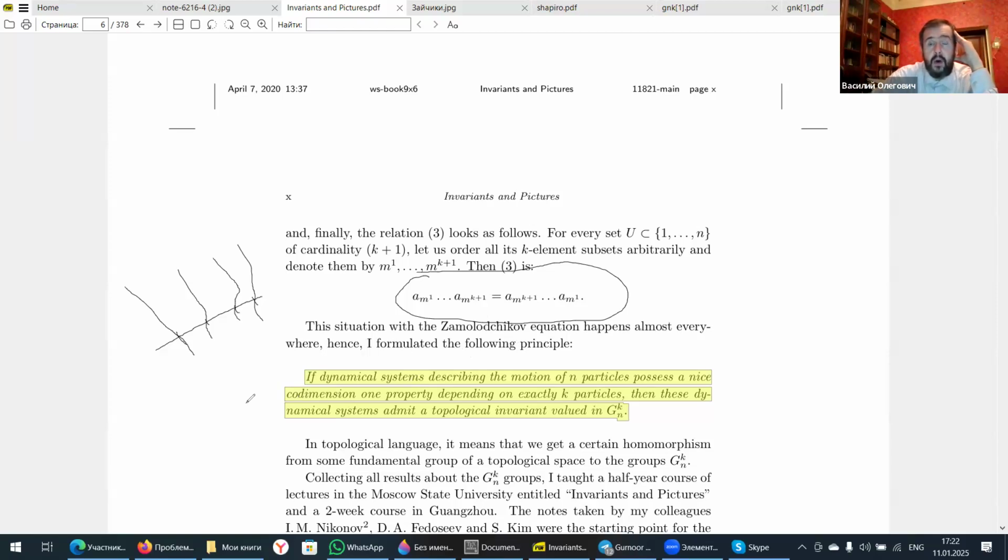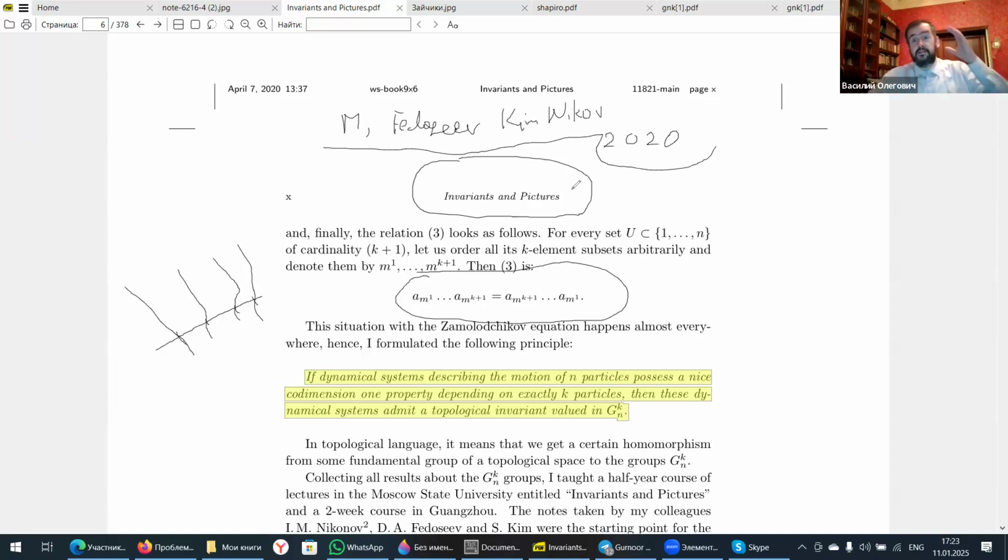Okay, and now I'm going to tackle the question about, well, by the way, the text you see here is our book, Invariants and Pictures. It was published by World Scientific in the year 2020. The authors are myself together with Denis Fedoseev, Sonjong Kim, and also Igor Nikonov. So this is a book, and actually GNK has a long story from 2015.